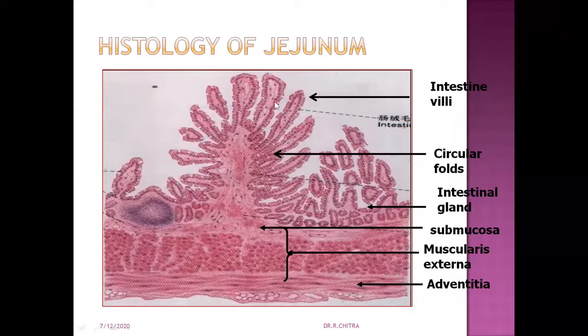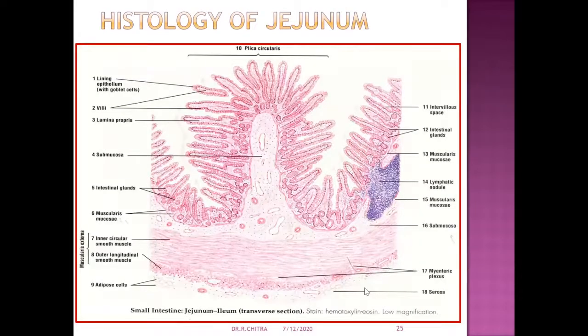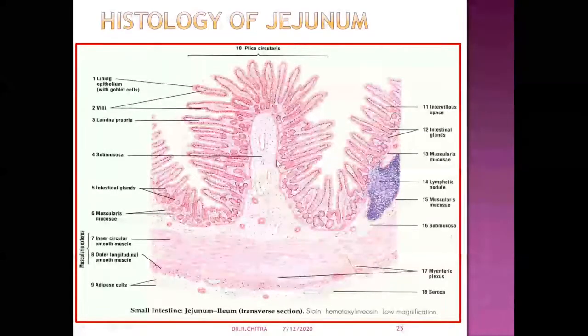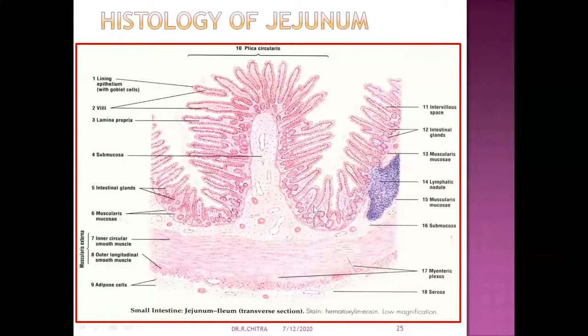So the same four layers, circular folds, villi. So this is one circular fold. These are the villi. Then these are the crypts of Lieberkühn, lamina propria. Then this is the submucosa, this is the muscularis externa, and this is the adventitia. So this is again the same magnification histology of the jejunum, stained with hematoxylin and eosin.